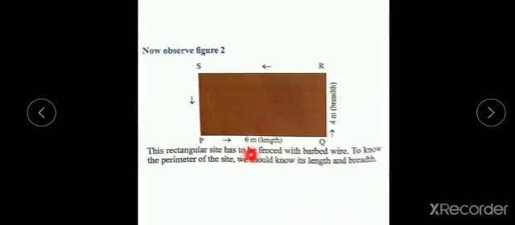Now observe figure 2. The rectangular site has to be fenced with barbed wire. To know the perimeter of the site, we should know the length and breadth. So this figure is a site. You have 30 by 40 site, 40 by 60 site, like that. This site has to be covered with a compound or a fence.